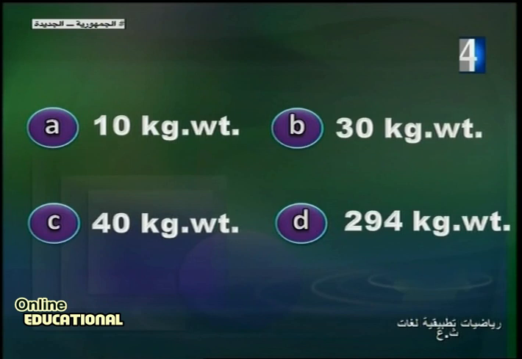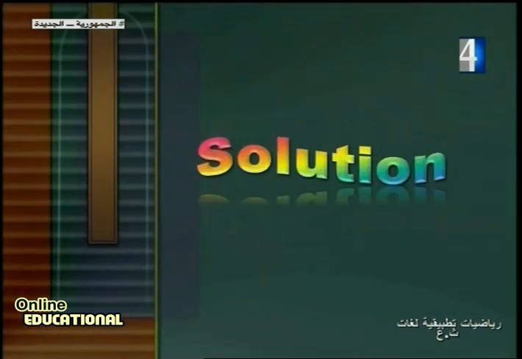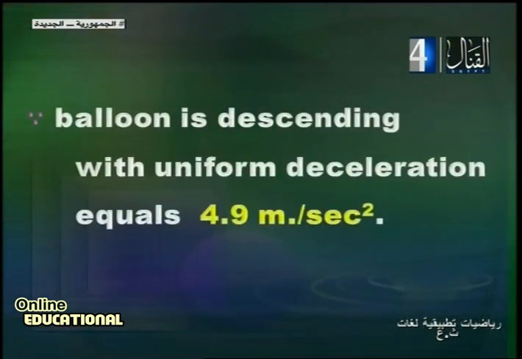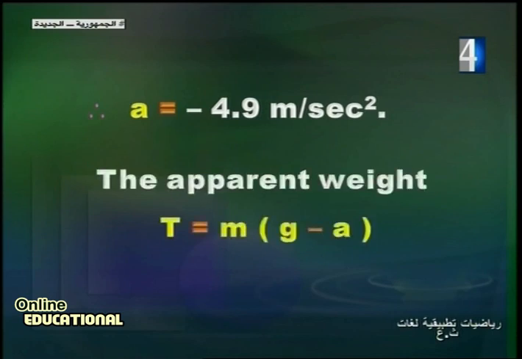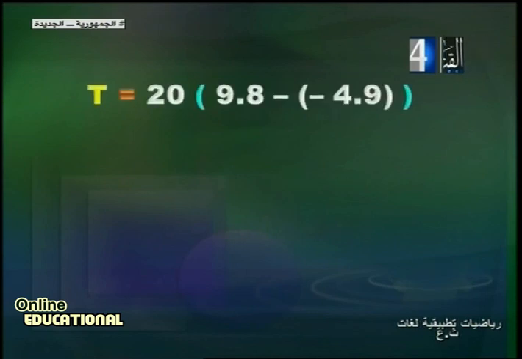Since the balloon is descending with uniform deceleration equals 4.9 meter per second squared, then a equals negative 4.9 meter per second squared. And the apparent weight T equals m multiply g minus a, because the balloon is descending. T equals the mass of the body, which equals 20 kilogram, multiply g, 9.8 meter per second squared, minus negative 4.9 meter per second squared.